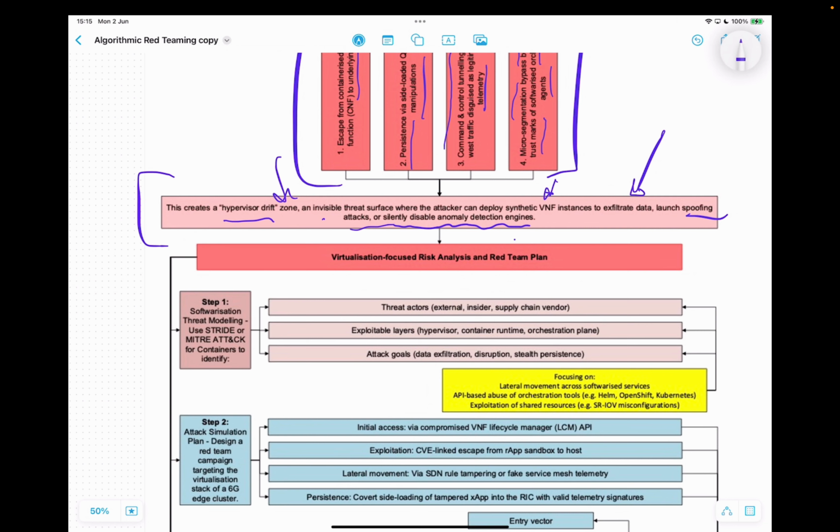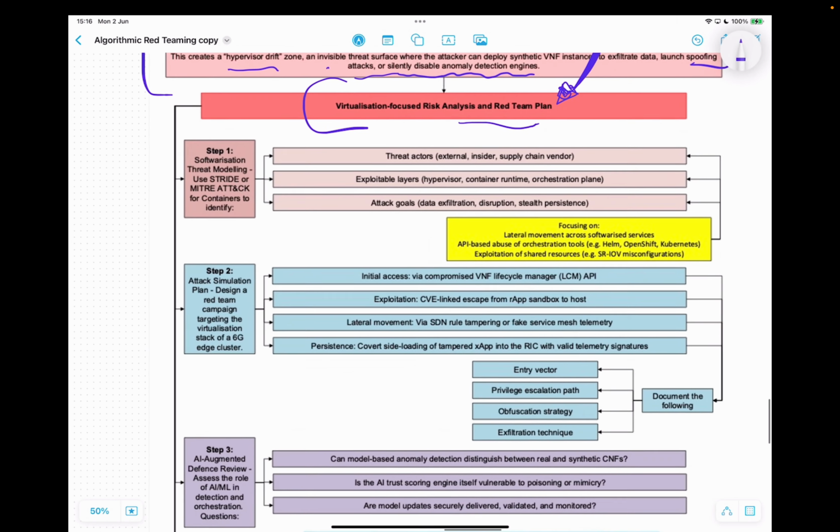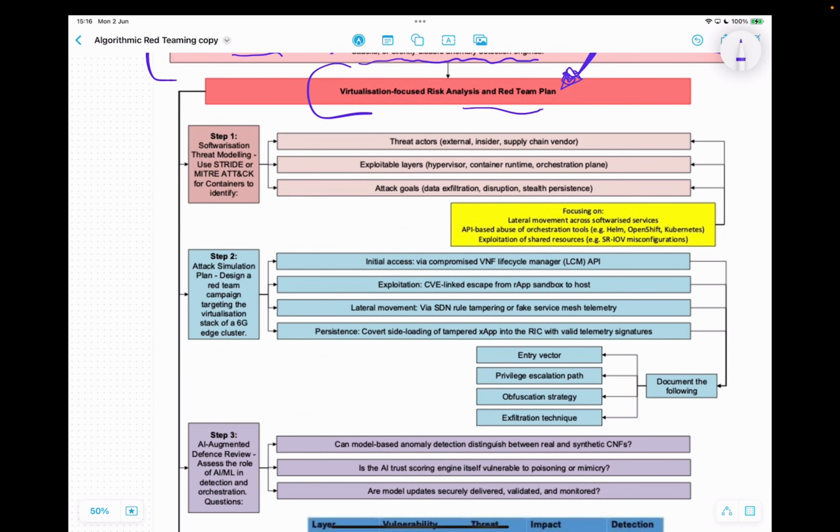What are we going to do about this scenario? How would you address it? Let's say this is a realistic scenario and it happens to you in your company. Well, a virtualization-focused risk analysis and red teaming plan. That's the first step, that we need to make the plan, and the plan needs to be a virtualization-focused risk analysis. Step number 1 would be softwarization threat modeling.